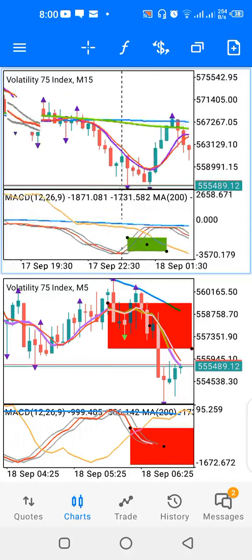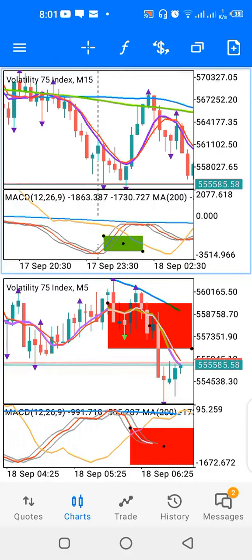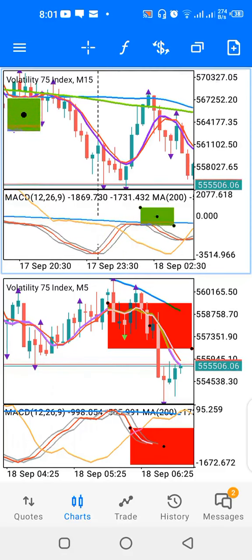Now, for you to sell, you have to watch the trend. The trend indicator is the blue line.